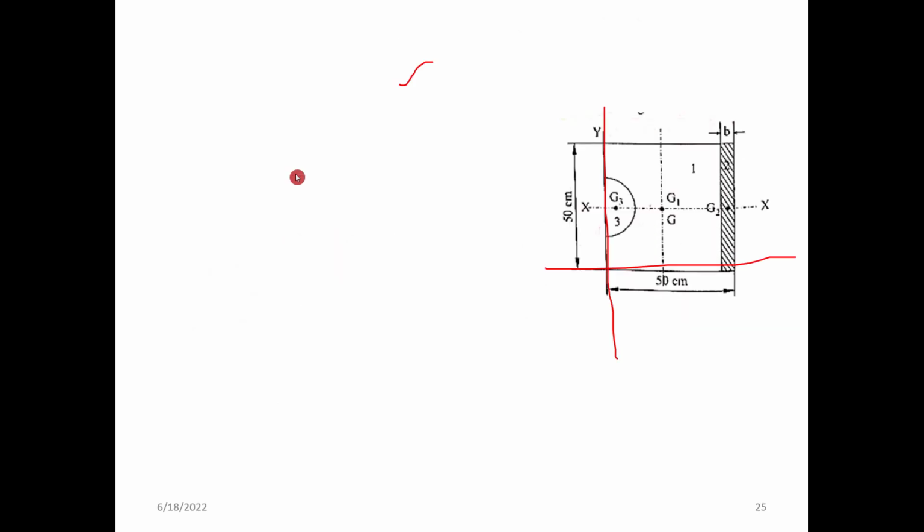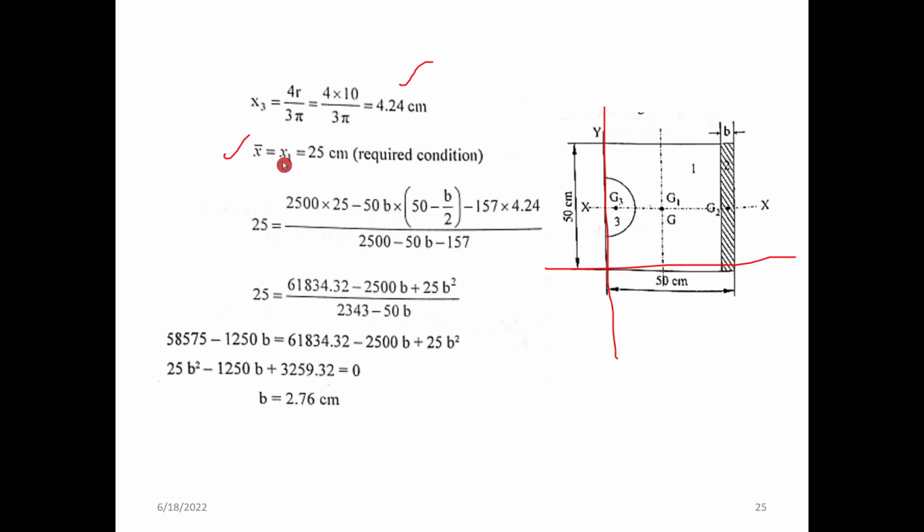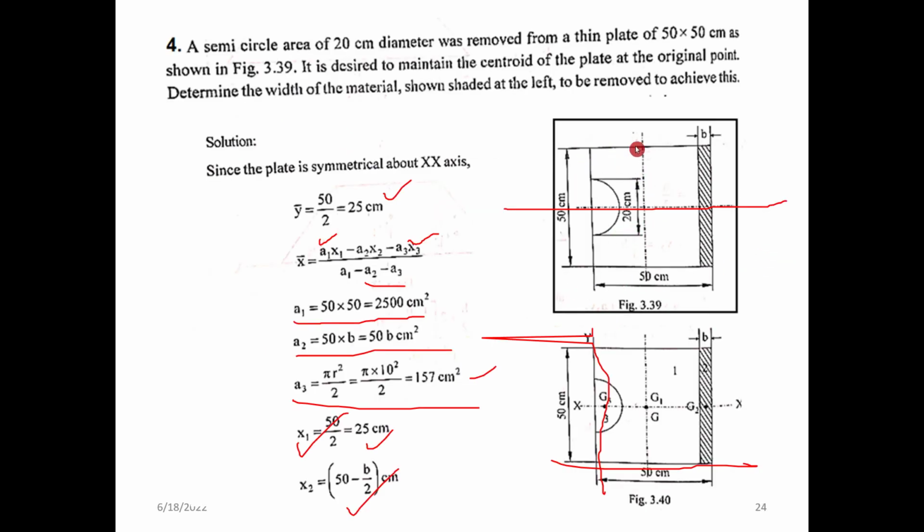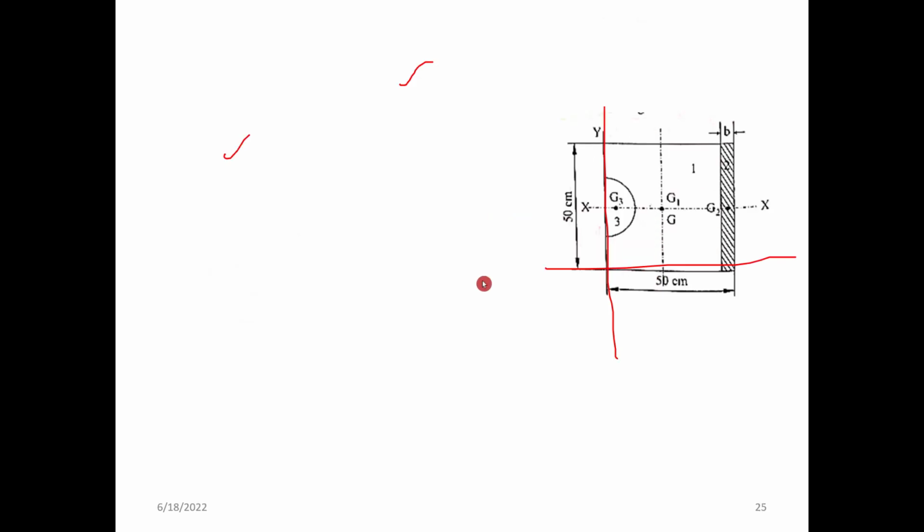So x bar is the new centroid, and it should be equal to x1. We know that the centroid of this rectangle is at the center of the rectangle, right? So to keep both the same, the value should be 25. 25 is the centroid portion before we made a semicircular cut as well as a rectangular cut. So we want to keep the centroid at the 25th centimeter.